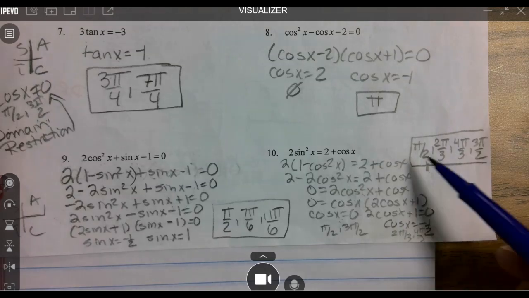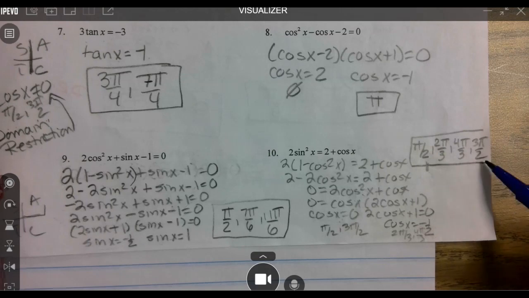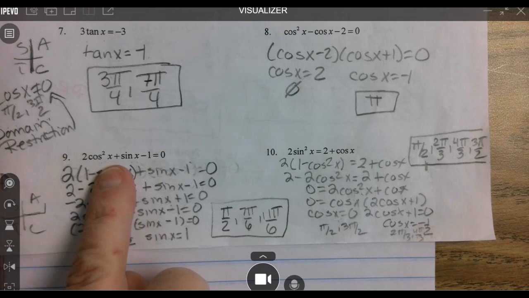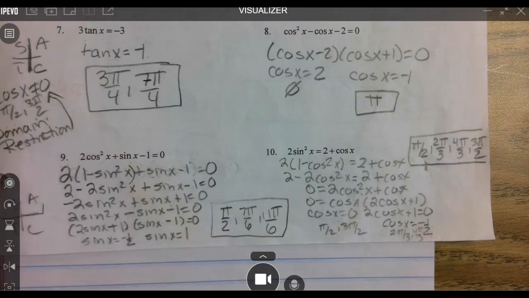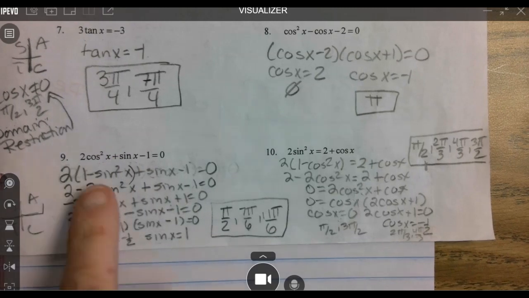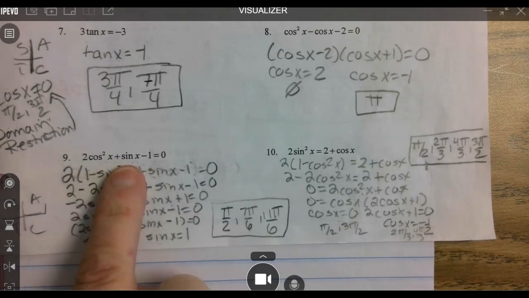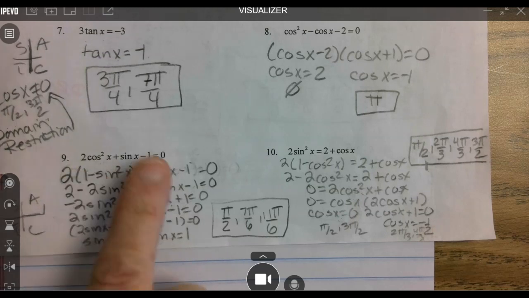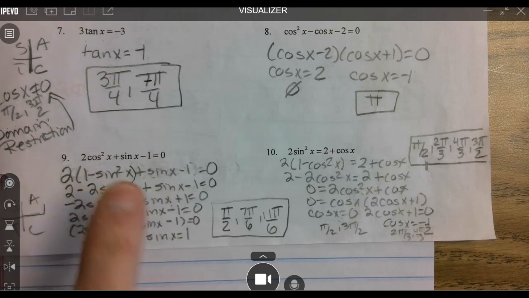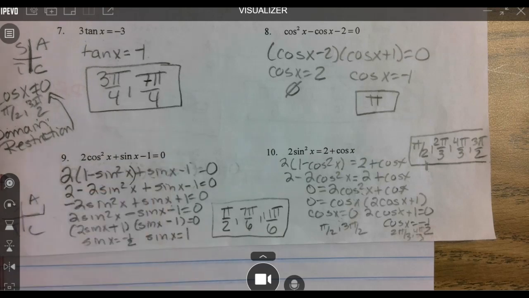And this is pi over 2, 2 pi over 3, 4 pi over 3, and 3 pi over 2 for number 10. Now, for 9 and 10, just because they were a little bit more challenging, I had to change my trig function. Goes back to what we did in the last unit. I can't have a sine and a cosine, so it was much easier to get rid of cosine. So cosine squared it is, sorry. And so I did substitution. So I'm still using those Pythagorean identities. They have not gone away. That formula sheet is still in use.